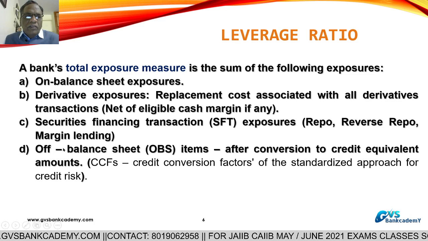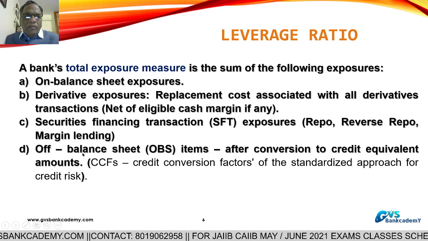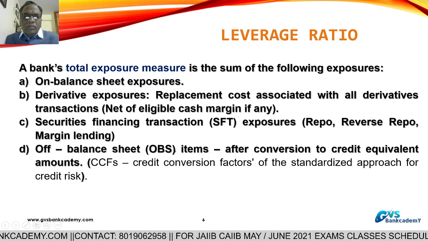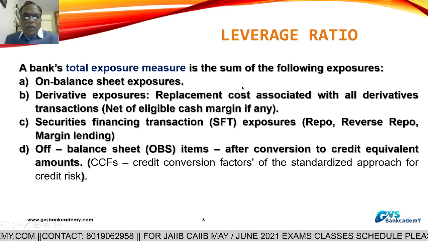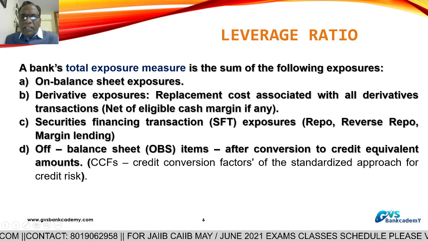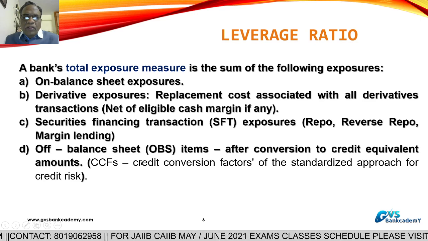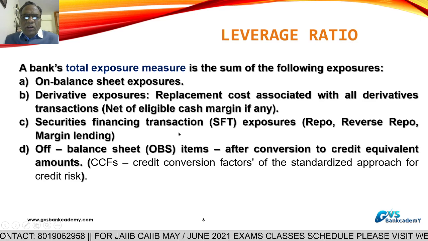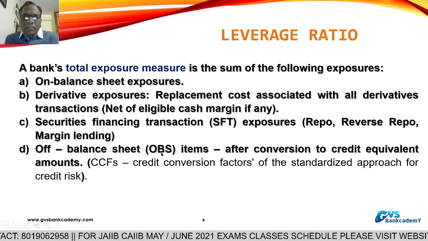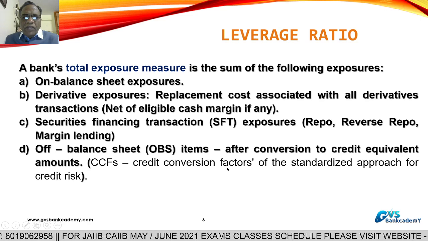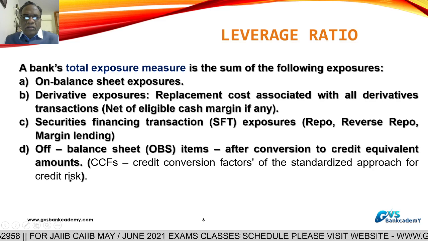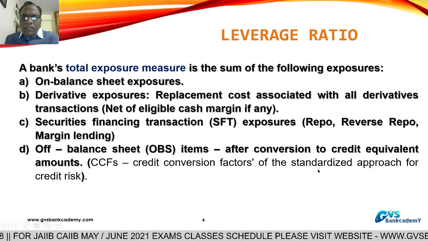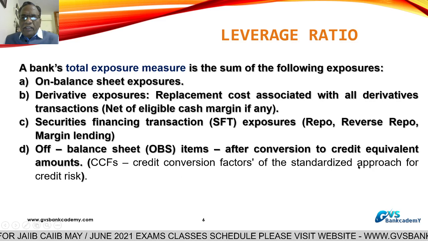The last one is off-balance sheet items. These off-balance sheet items have to first be converted to on-balance sheet amounts, as credit equivalent amounts. From off-balance sheet to on-balance sheet, how are you going to convert this? By applying credit conversion factors of the standardized approach for credit risk. As of today, for credit risk, we are following the standardized approach.